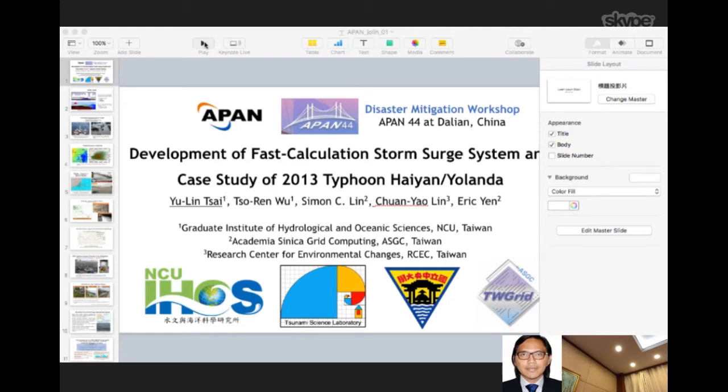Also combined with the WRF model and combined with the global tide model. And the most important thing is that we want our model to have high speed efficiency for the early warning system.